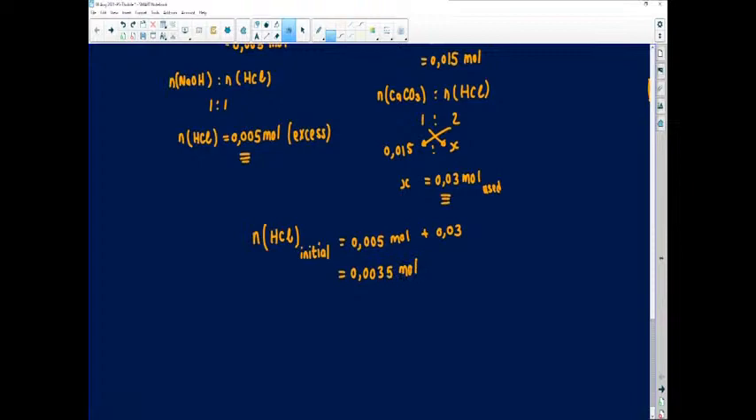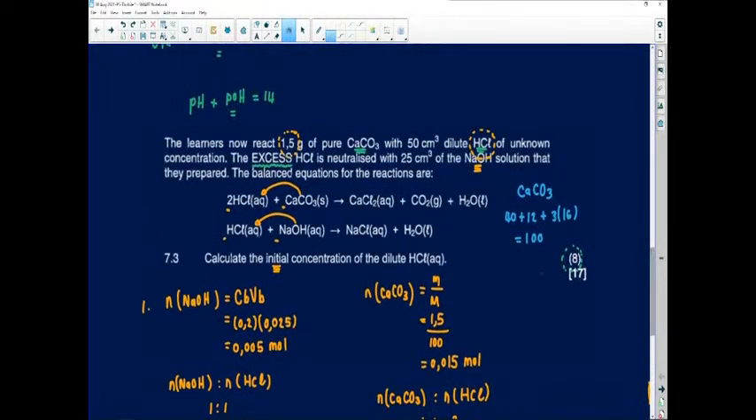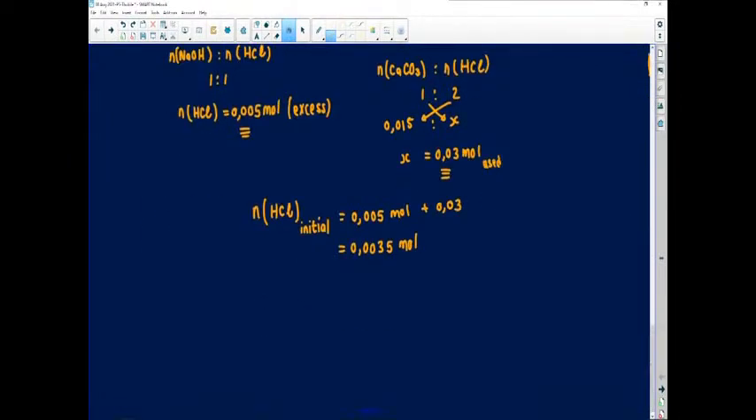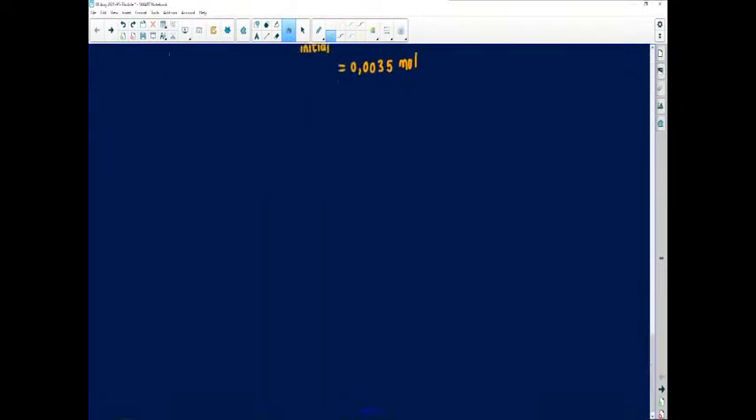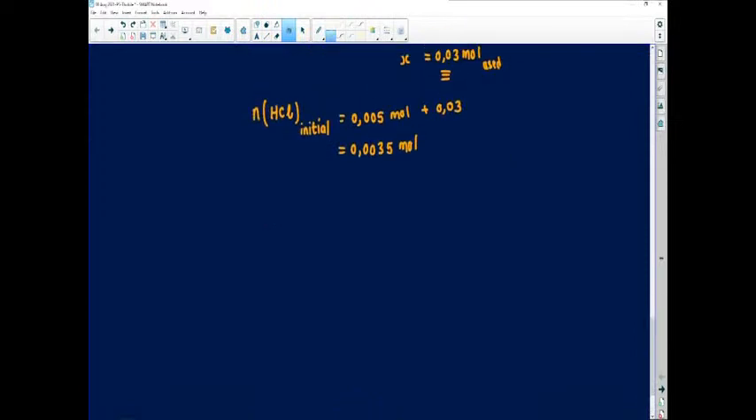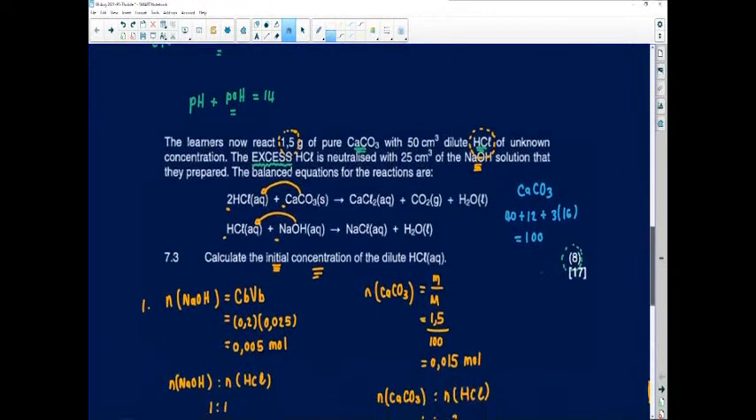But what did the question say? They said calculate the initial concentration. But if you're here, you're almost there. Now I can move from moles to concentration. You can use this formula. You can say C. I'm just going to put HCl so that you show the examiner which concentration you're calculating for. C is equal to N over V. Our moles is 0,0035, and the volume in which it was used was 50 cubic centimeters, right? Dilute 50 cubic centimeters of HCl.